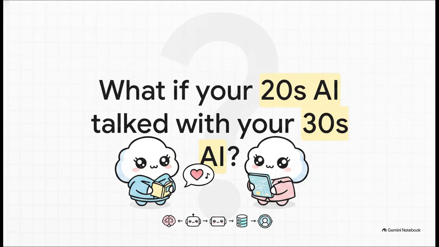I want to leave you with a pretty mind-bending thought from the source material. What would happen if your 20-year-old AI clone had a conversation with your 30-year-old AI clone? By building your digital twin today, you're essentially archiving your current self, your thoughts, your values, your exact personality for the future. It's like the ultimate time capsule. So why not start building yours today?